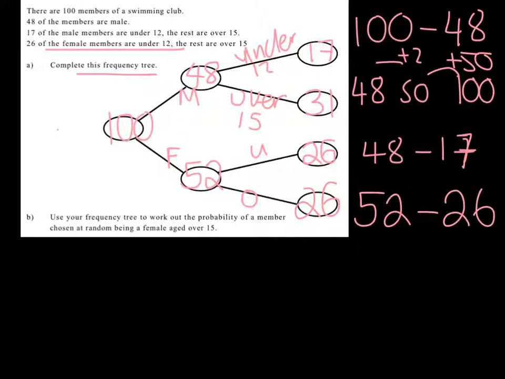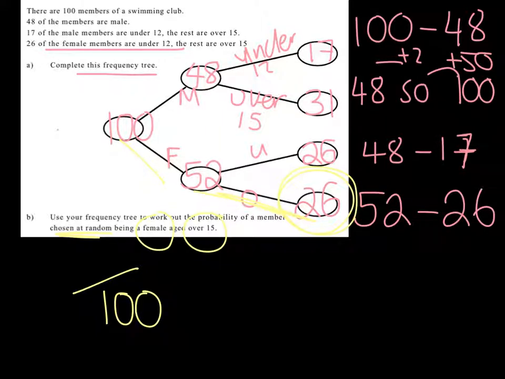Then we've got to use the frequency tree to work out the probability of a member chosen at random. So first, because it's chosen at random, it's out of the whole 100 of them, and it being a female over 12. Female over 12, so it's going to be that one there, 26 out of 100. Unless it asks you to simplify, you can leave it as that.